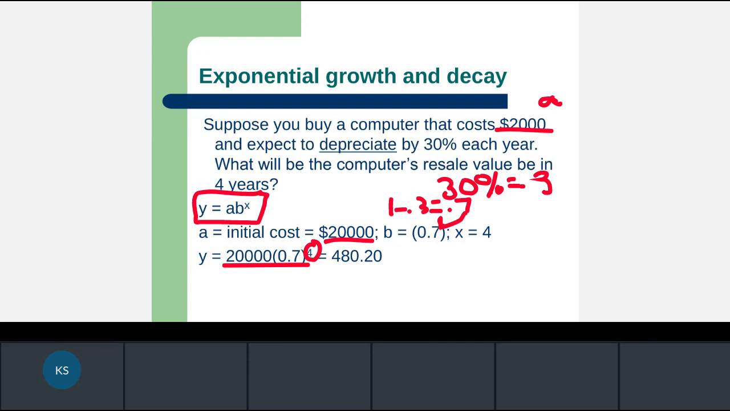So I would do 2,000 times 0.7 to the fourth, which would give me $480.20 after 4 years. That's how much my computer would be worth.